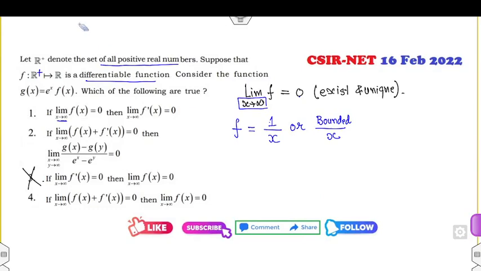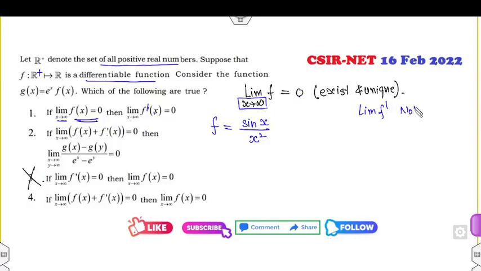Then there are the two cases. Look at that. If I take f is 1 by x, then this property is satisfied. What is my f dash? Minus 1 over x square. It is also satisfied. Can this property also hold for the bounded? If it also holds for the bounded, then we can say this first part is a correct statement. So look at that. If I take sin x over x square, what does it mean? If I prove that the limit of the f dash is not unique, that means the limit does not exist, then this option will be cancelled.